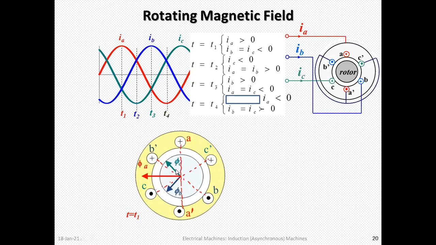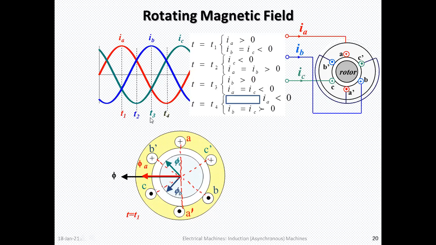So C is there. The B and C resultant is half the magnitude as compared to A, because in A, during this time interval, the magnitude of current is the highest and the B and C magnitudes are half. So half is shown here and this is also half and this is full. The resultant of these three vectors will be along this axis, which is given here. This is called the resultant flux produced by these three phases at the instant of time T1.